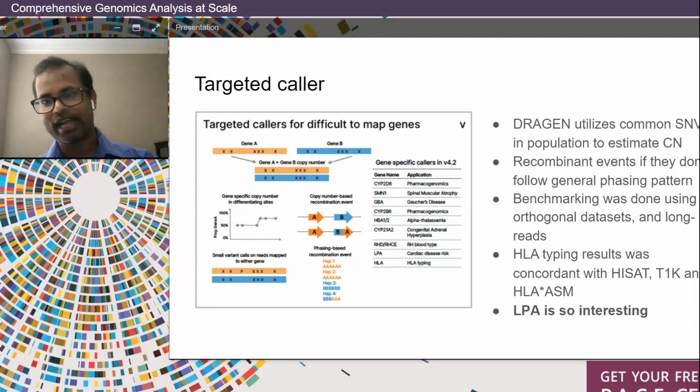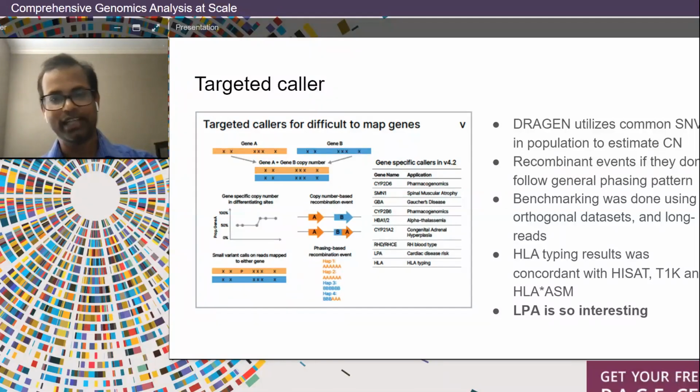The next thing we wanted to check was the targeted callers in DRAGEN. As I mentioned earlier, DRAGEN has 9 targeted callers for very complex regions that are difficult to map. DRAGEN utilizes common SNVs in the population to estimate copy numbers, and it also reports recombinant events if they don't follow the general phasing pattern. The benchmarking of all these callers was done using an orthogonal dataset as well as long-read based calls. The HLA typing for the HLA caller was also checked against the HISAT, T1K, and HLA-ASM tools, and they were highly concordant.